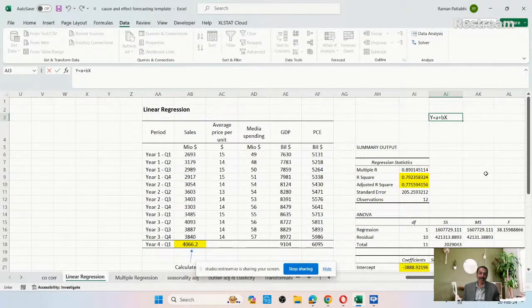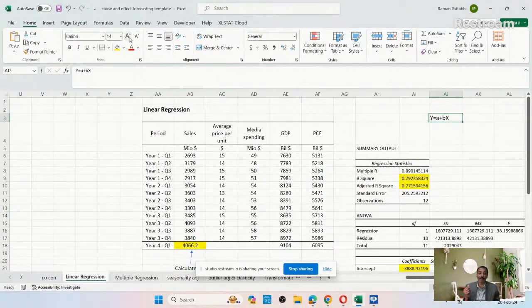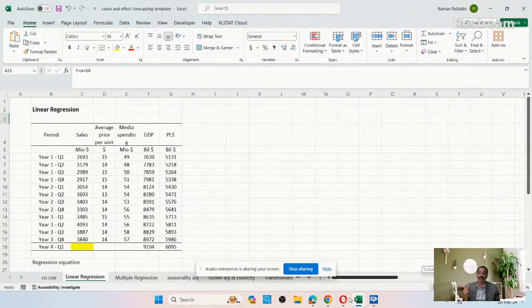Okay, so here you are trying to build a line and find out the intercept and the slope for the given equation, and you are trying to build this equation by building a simple linear regression. So here also you need to have the data analysis pack.